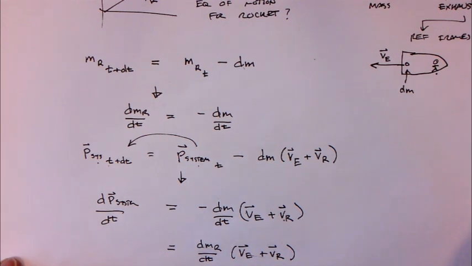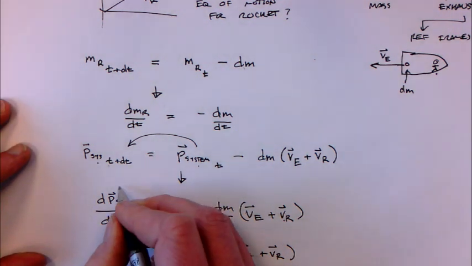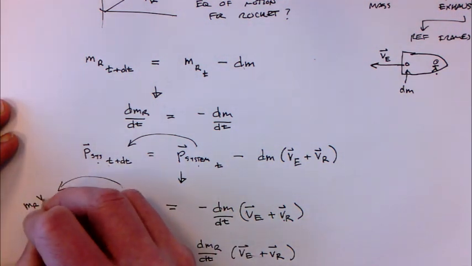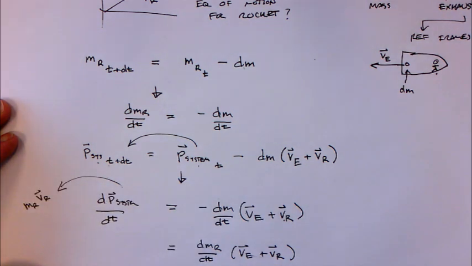And the other thing that the observer would say is that the time rate of change of the momentum of the system, well, the momentum of the system is given by the mass of the rocket times whatever the velocity of the rocket is.